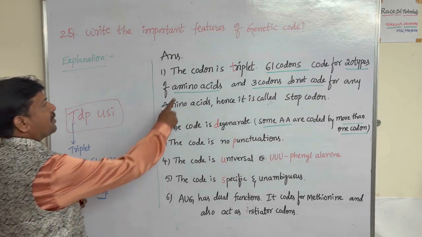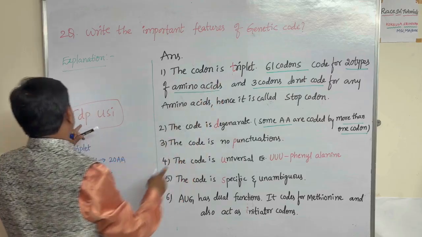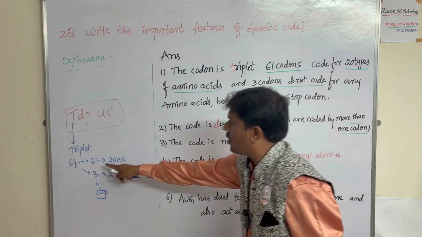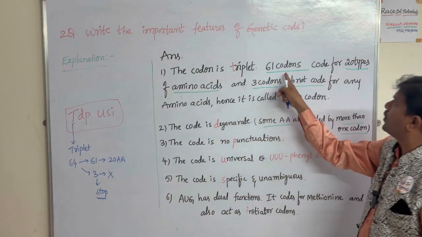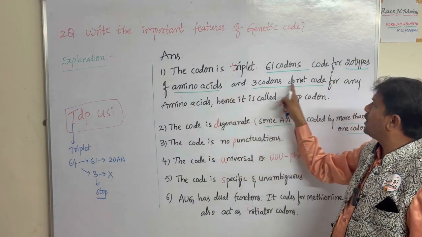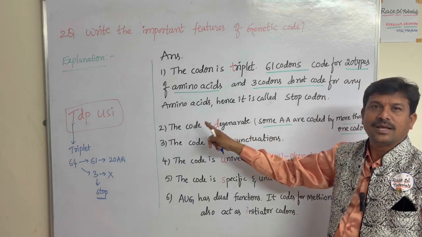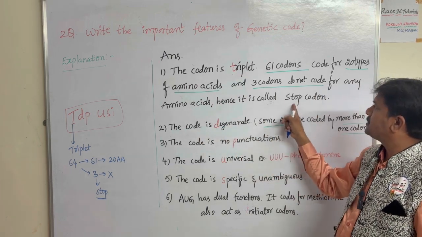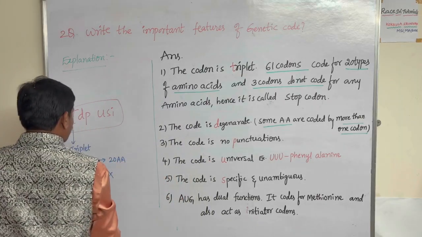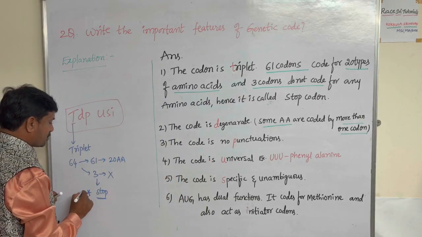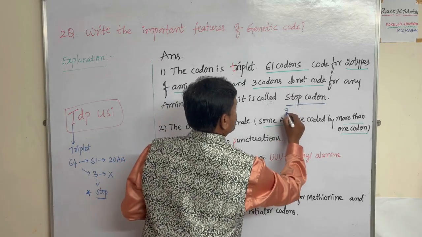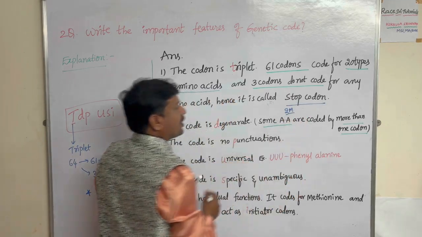So that's why I clearly mentioned the codon is a triplet. Total, 61 codons out of 64 code for 20 amino acids. But 3 codons do not code any amino acid. Hence it is called stop codon. Stop codon's definition is a 2 marks question, friends. These are 2 marks questions. What are the stop codons?